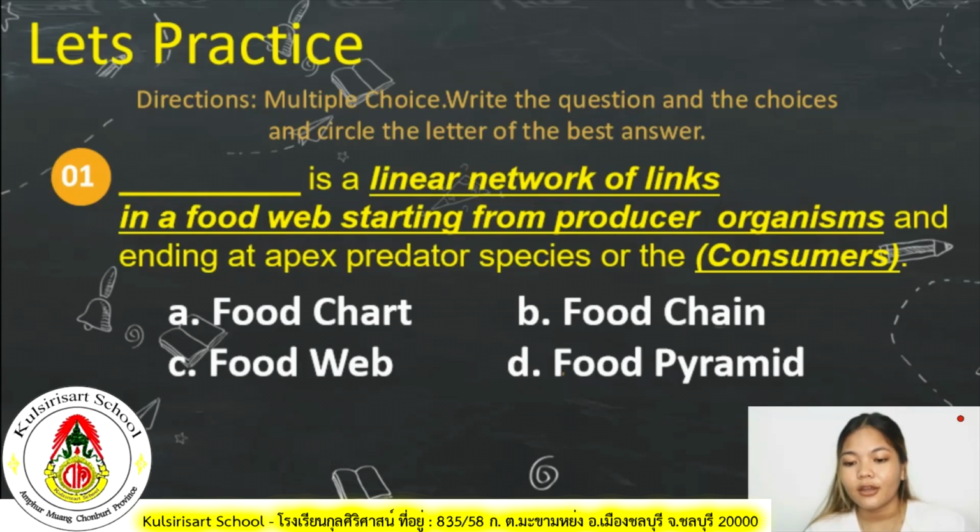Okay, so let's start. For number 1, blank is a linear network of links in a food web starting from producer organisms and ending at apex predator species or the consumer. What is it? Is it letter A, food chart, letter B, food chain, letter C, food web, or letter D, food pyramid?